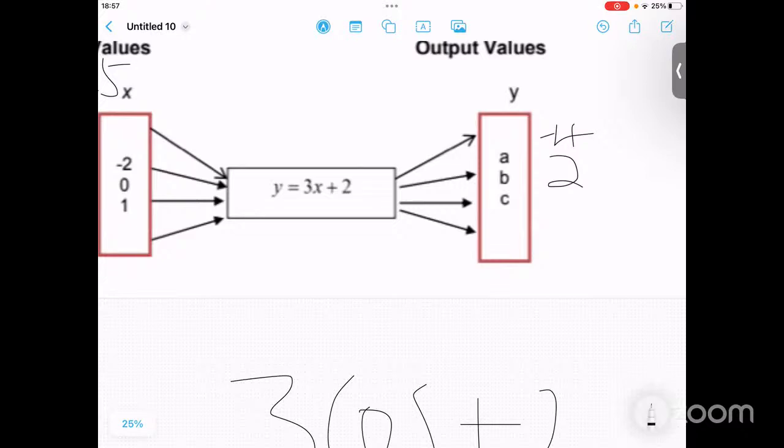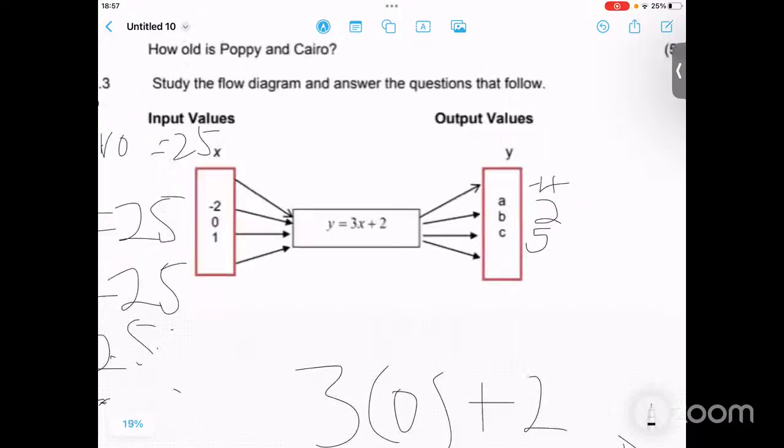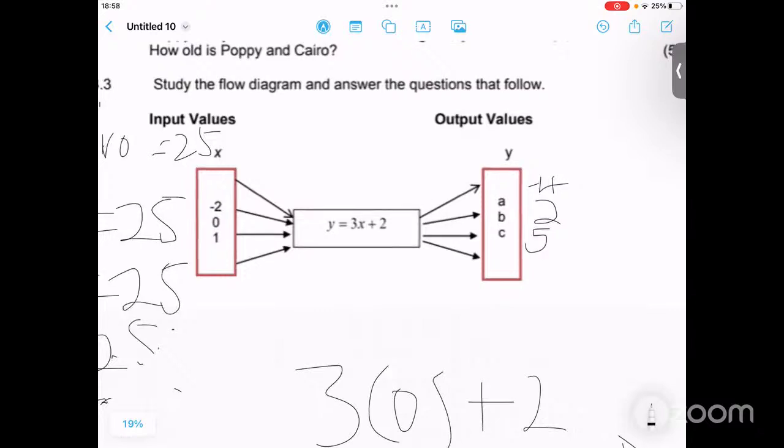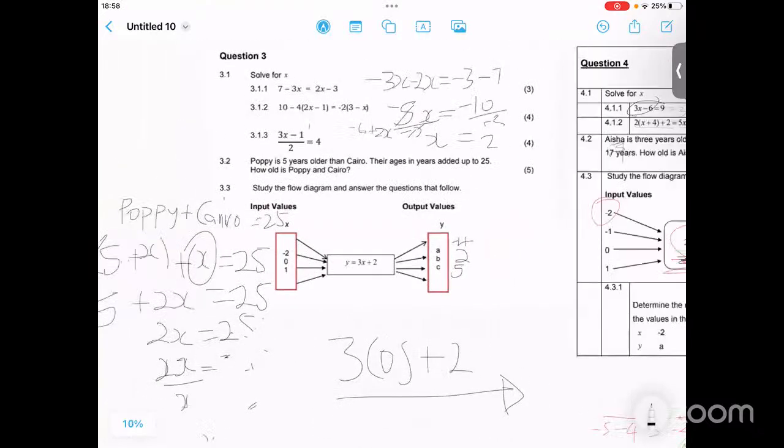And lastly, you have 1 as your input value, and then when you plug it into that equation, what is the y value? 5, ma'am. 3 plus 2 is 5. So you're getting 5. Okay. Cool. And we are done here. Do we have any question?